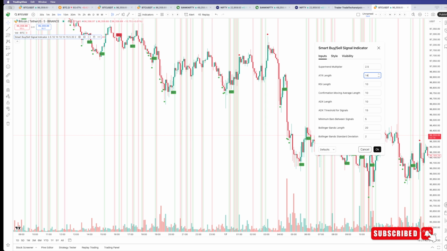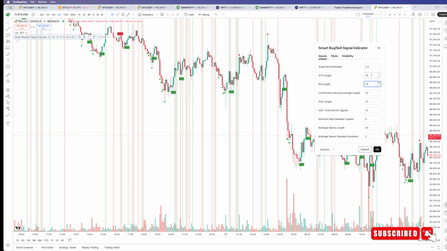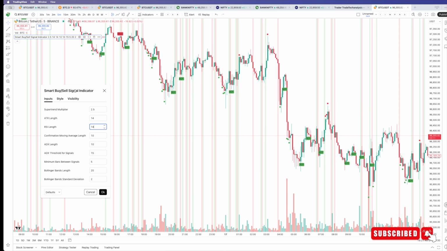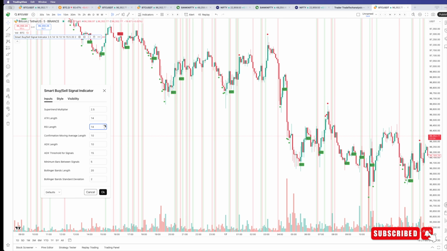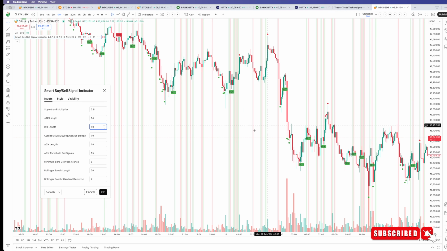Similarly, all these things are helping you get confirmed entries. By changing the RSI value as well, it is changing the values.